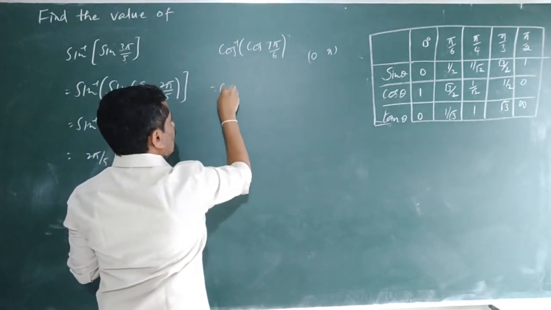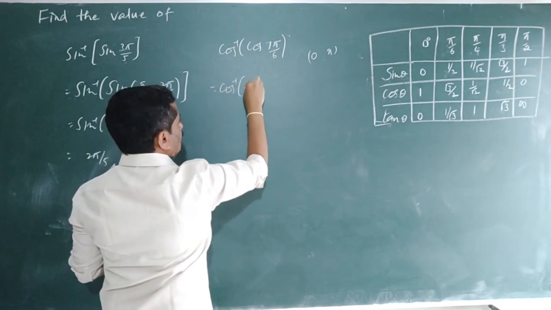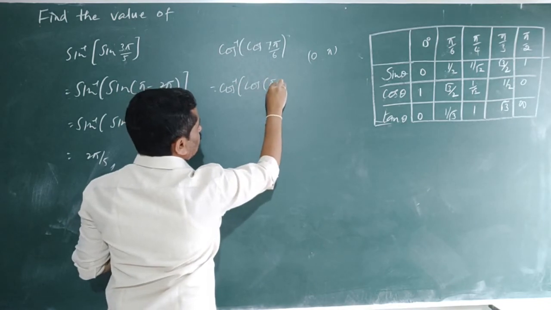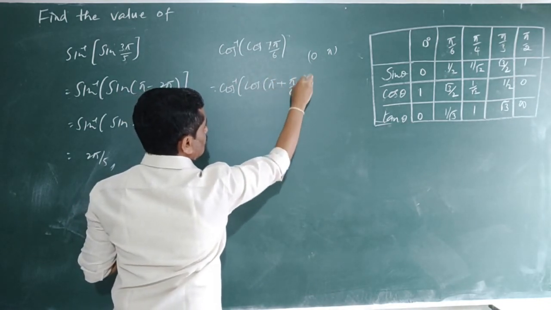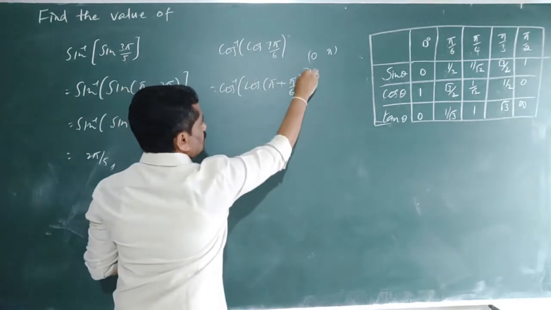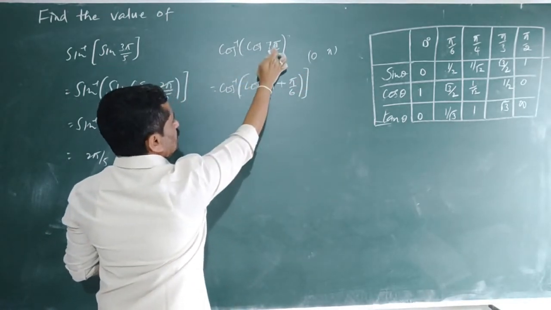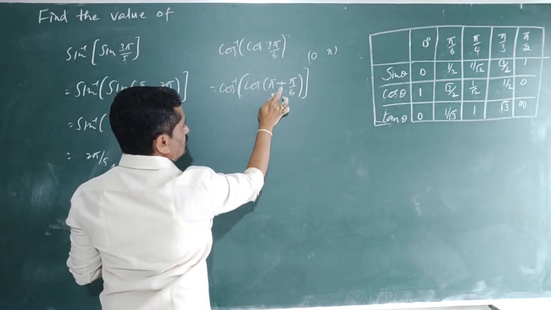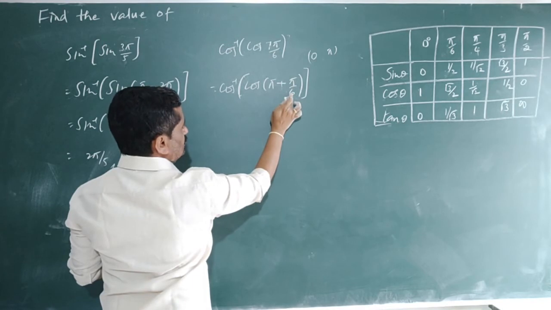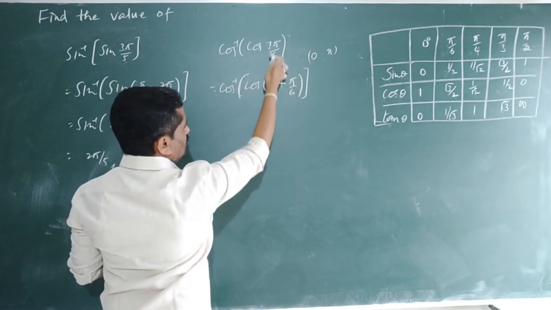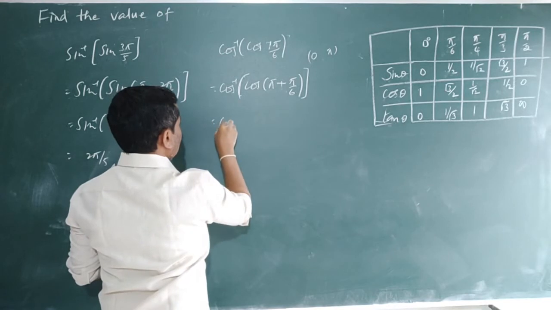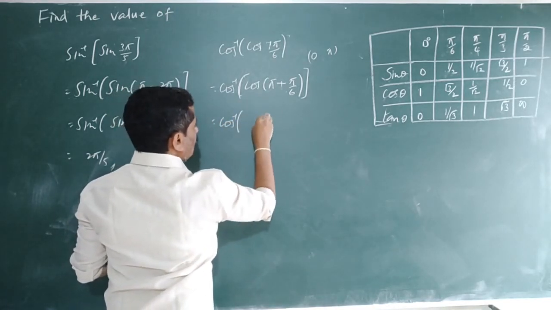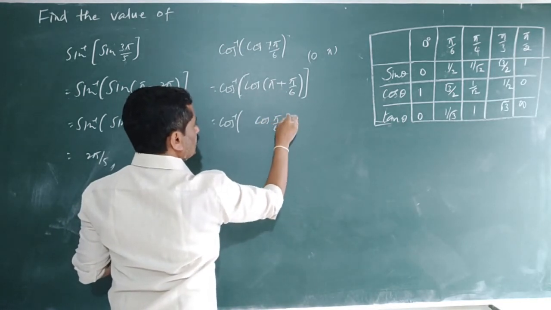Therefore we have cos inverse of cos of, I'll just simplify this, pi plus pi divided by 6. This can be done by splitting 7 pi divided by 6 as pi plus pi by 6. So 6 pi plus pi, we have 7 pi by 6. Okay, that is equal to cos inverse of cos of pi plus pi by 6.